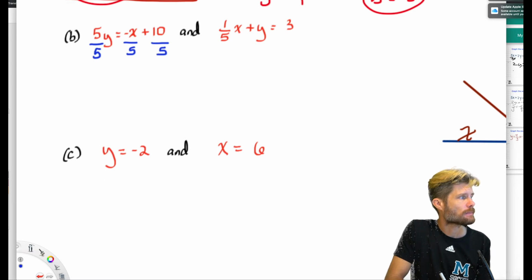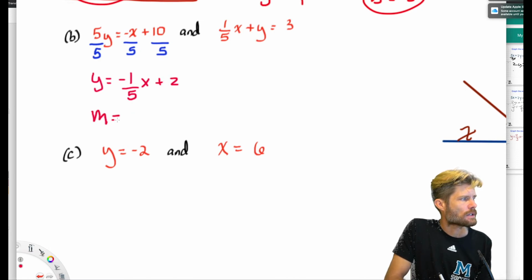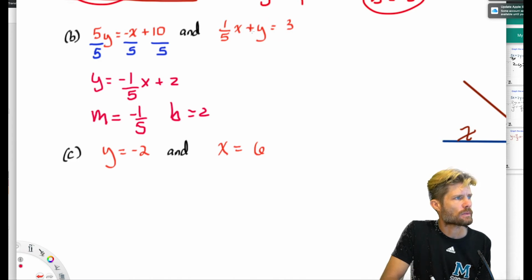Divide everything. So now we're going to get y equals negative x divided by 5, which is the same as saying negative 1. We can put a 1 here in front of the x. It's our coefficient. Negative 1 fifth x, and then 10 divided by 5 is 2. Slope is negative 1 fifth. B is 2.